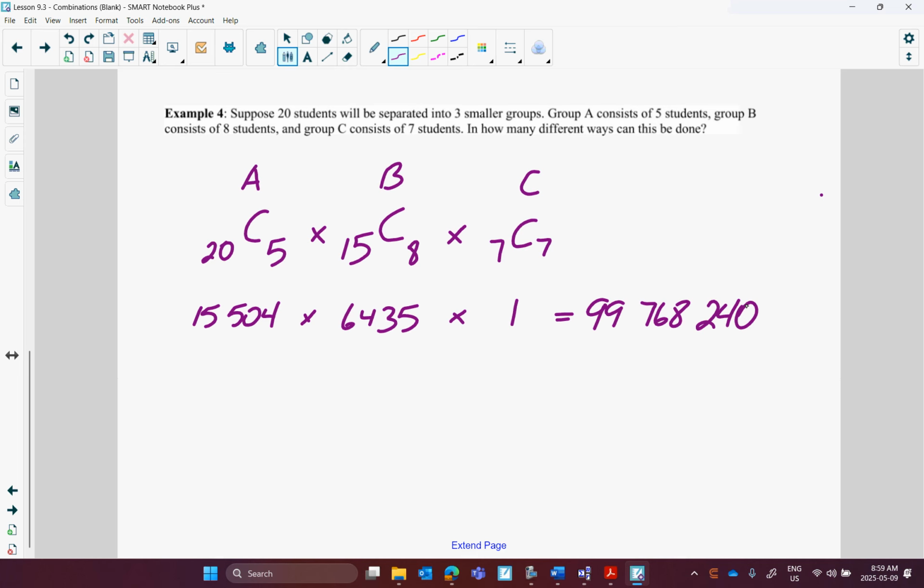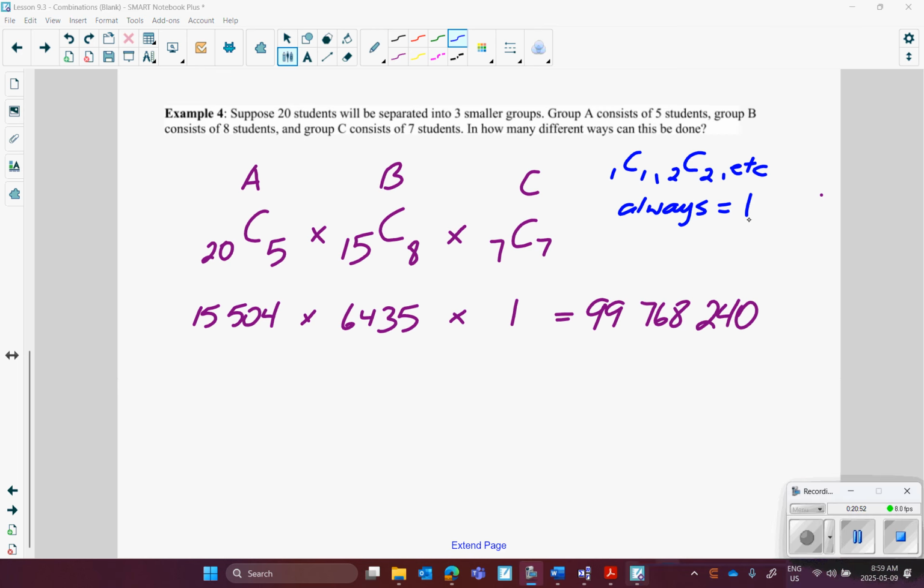And then just as a note, 1 choose 1, 2 choose 2, etc. always equals 1. Okay, so as I was saying, if two numbers are identical in this combination, it's 1.